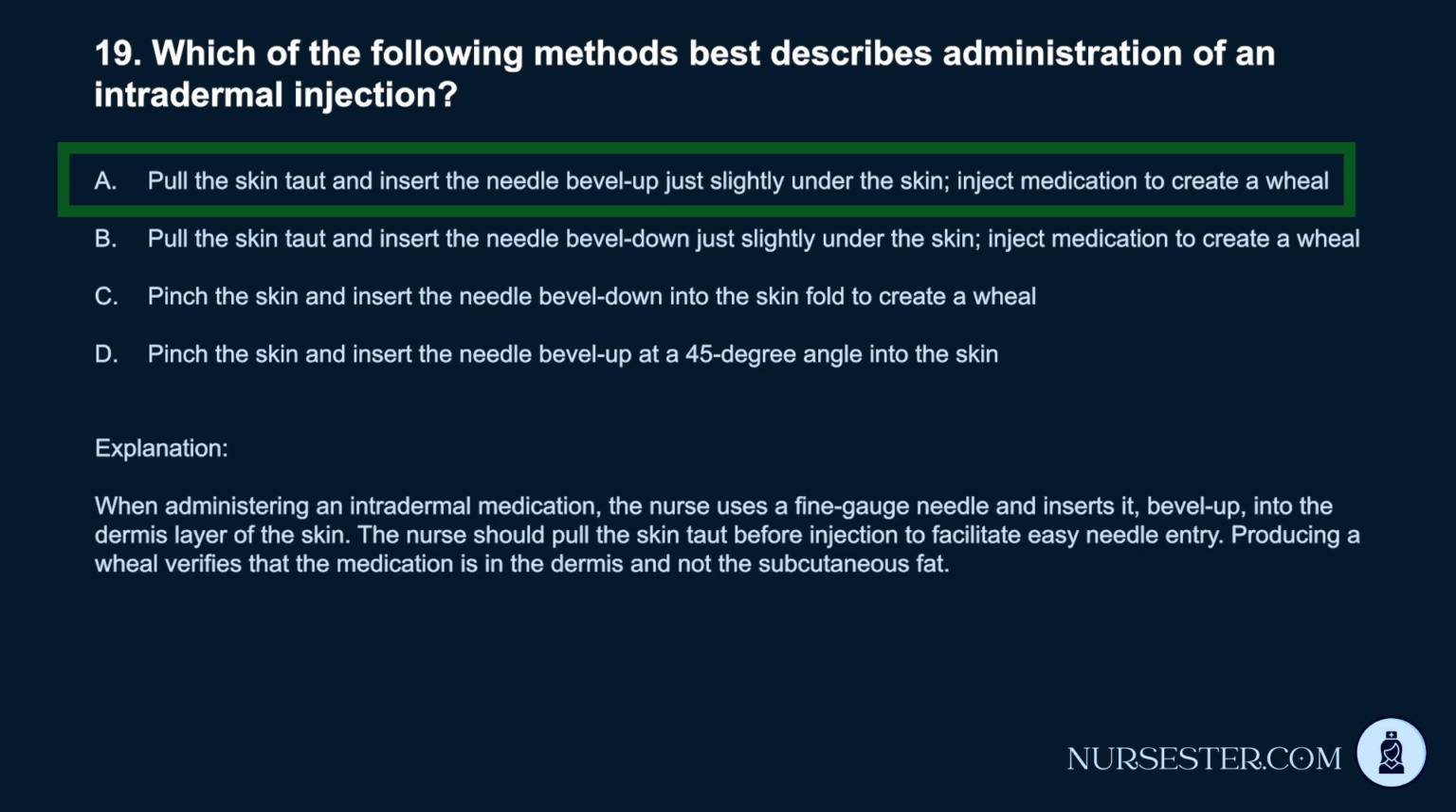When administering an intradermal medication, the nurse uses a fine-gauge needle and inserts it, bevel up, into the dermis layer of the skin. The nurse should pull the skin taut before injection to facilitate easy needle entry. Producing a wheal verifies that the medication is in the dermis and not the subcutaneous fat.